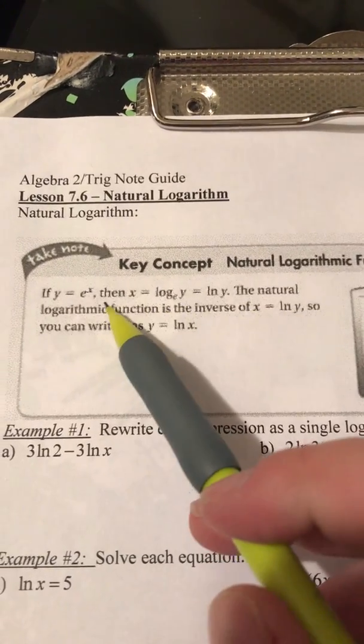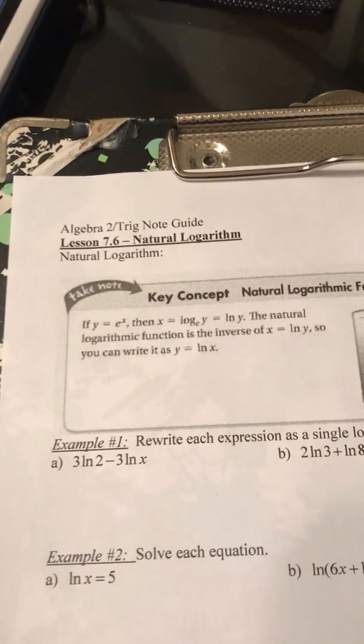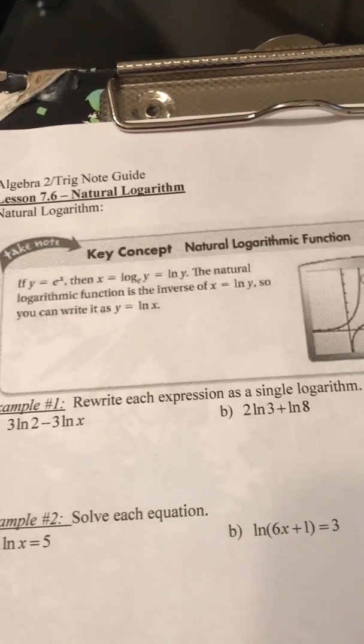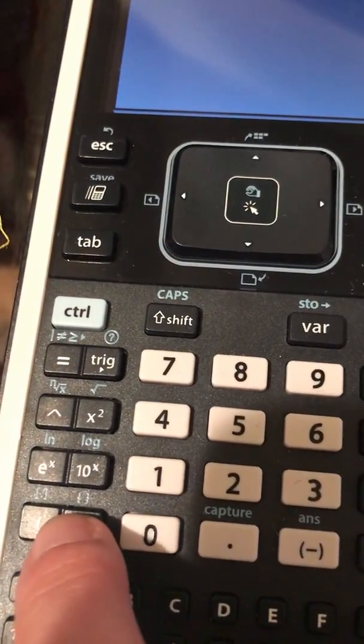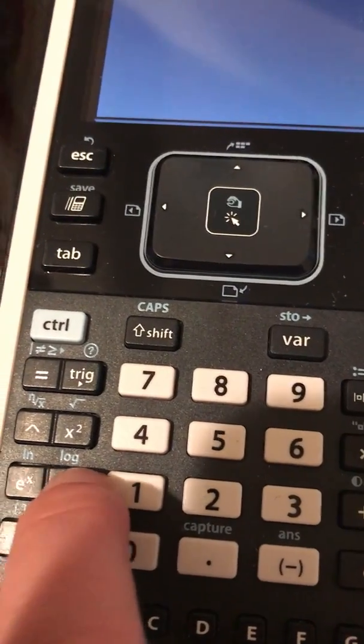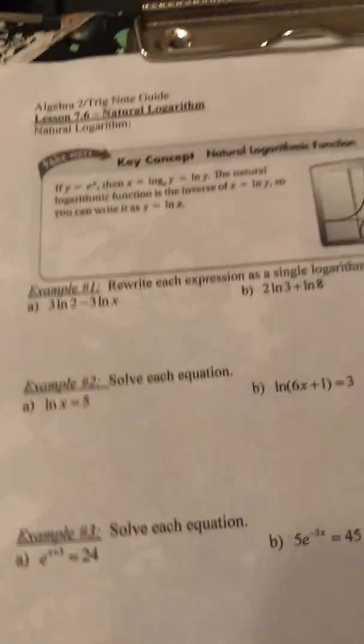It has the same properties as logarithms, follows all the same rules, but now we're in base e. So your calculator has base 10. If you remember, you can see my log button right there, base 10, whereas it has ln. Now yours, if you have the TIs, is on the left-hand side still.